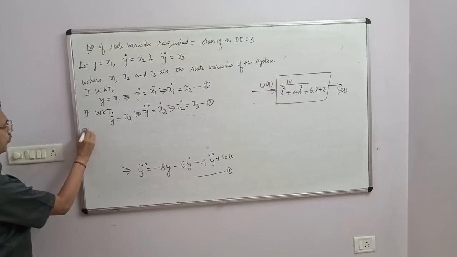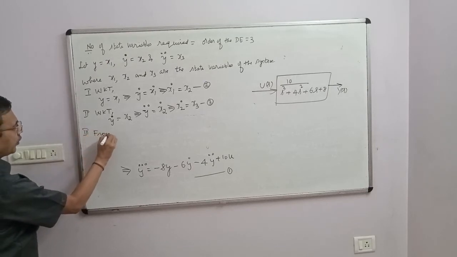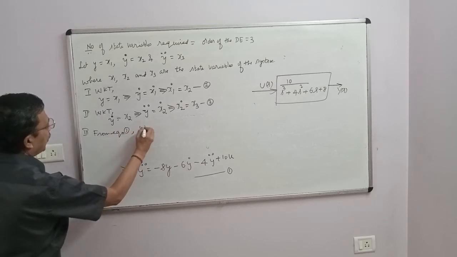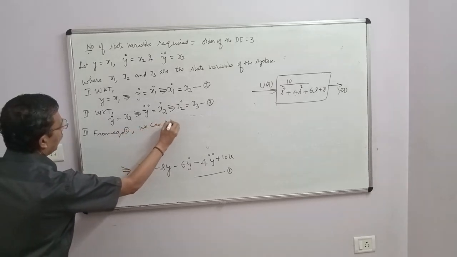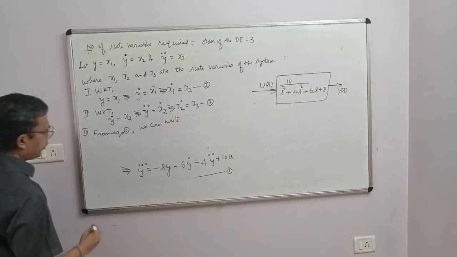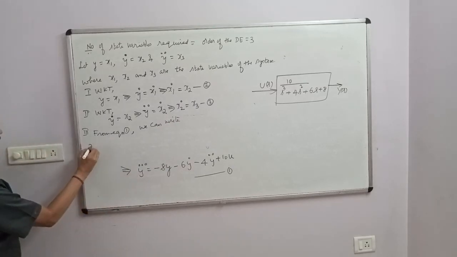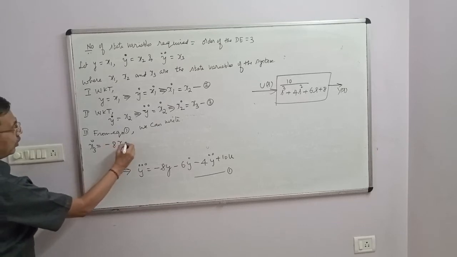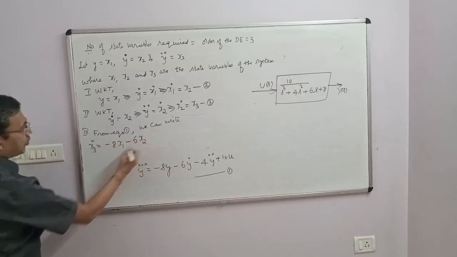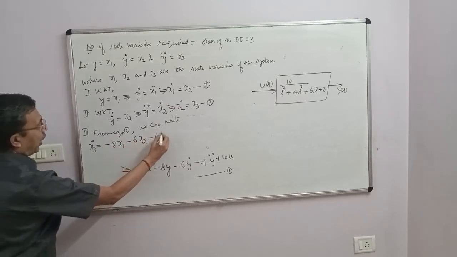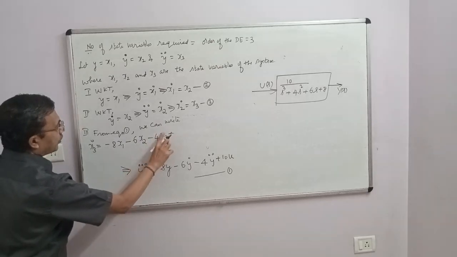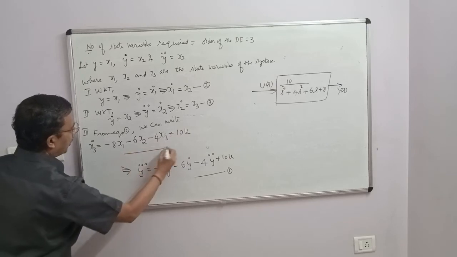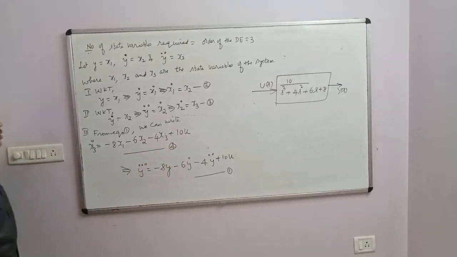Third step. From equation 1 we can write y triple dot, which means x3 dot, is equal to minus 8x1 minus 6x2 minus 4x3 plus 10u. This is equation number 4.